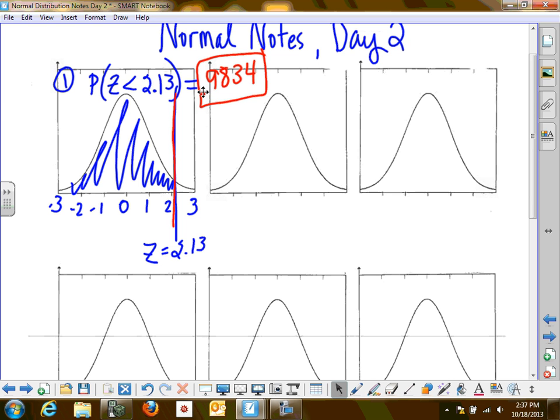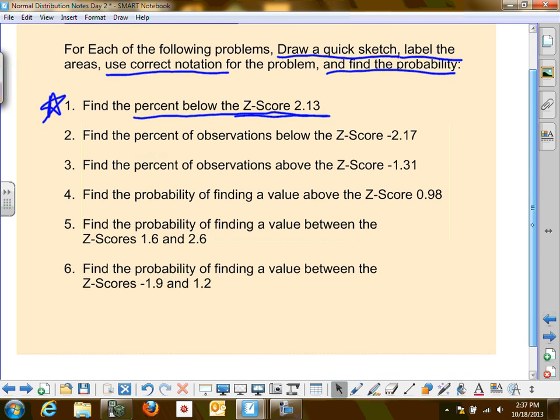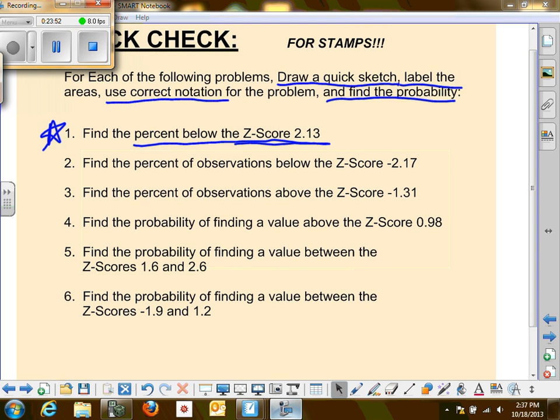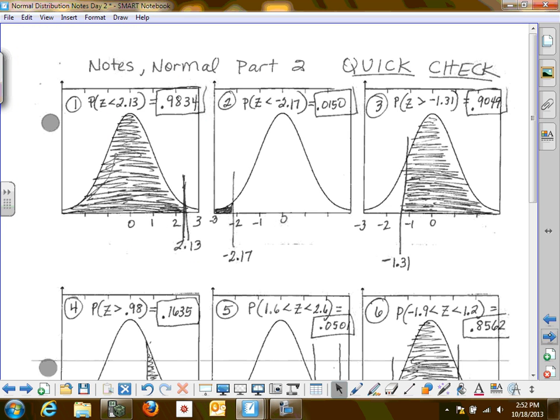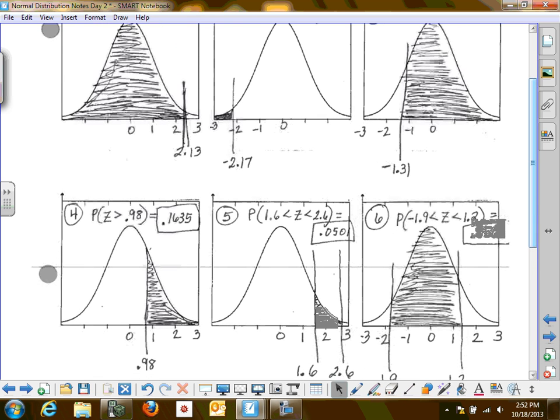So I want you to do the rest of these quick check problems while I come around and stamp you. All right, work on that. Let me show you guys the answers real quick, and then we're going to go on. Most of you got that here on this. Let's talk about number 5 and 6 really quickly.